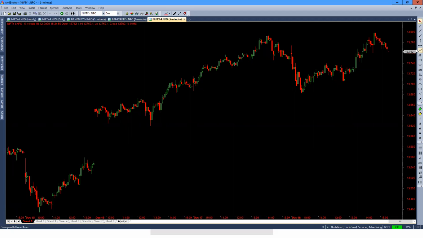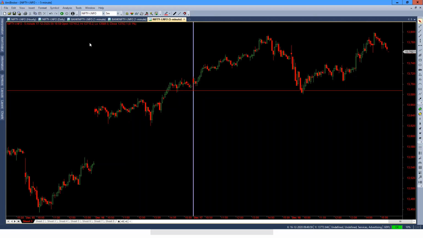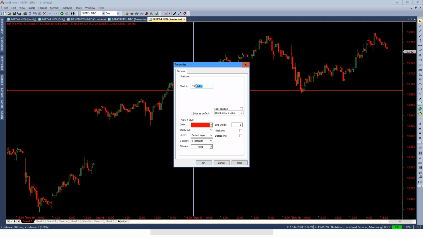Let me look at the previous day low. So this is the previous day low, December 7. This is the first 5-minute candle. The low is around 13,686.9. So I'll double click and note it down. 13,686.9 is the low for the day. And also draw a line as well.